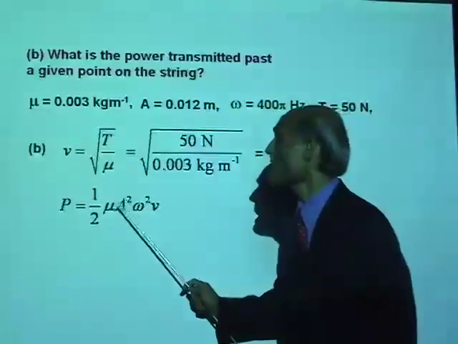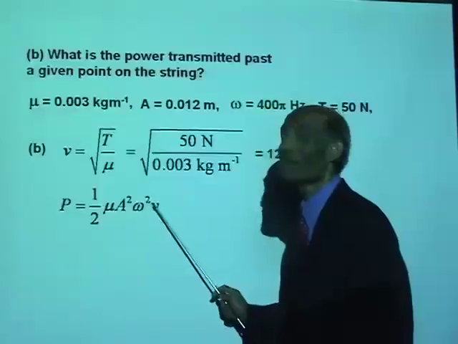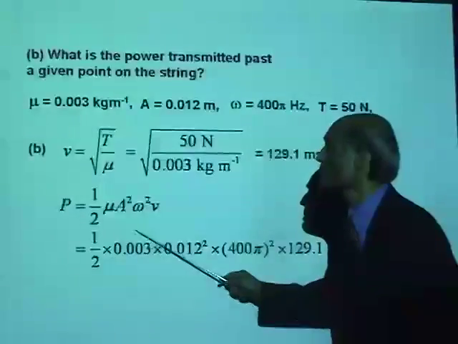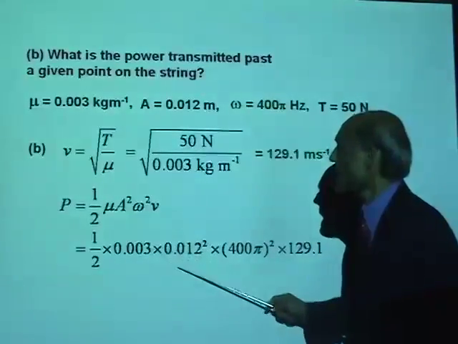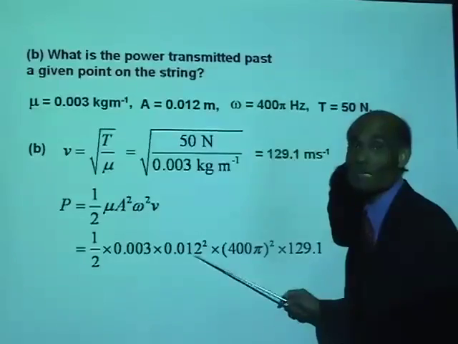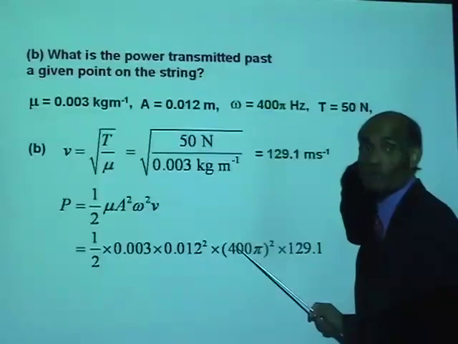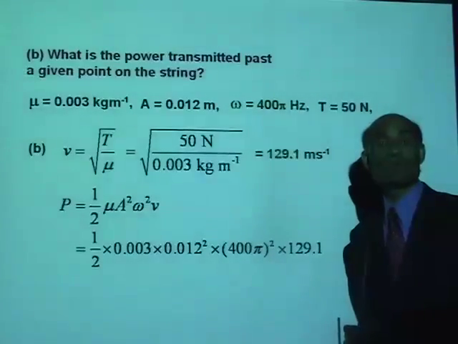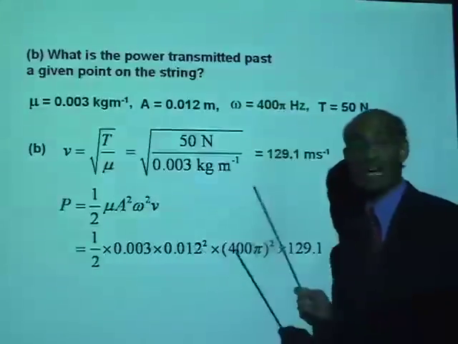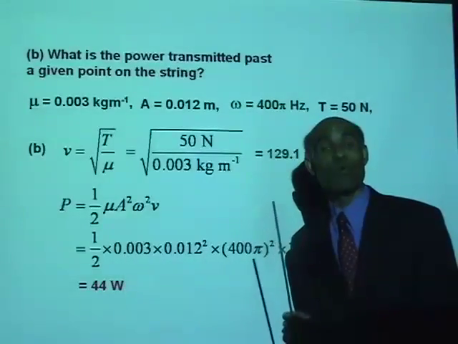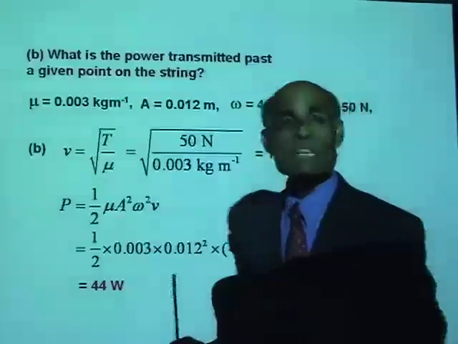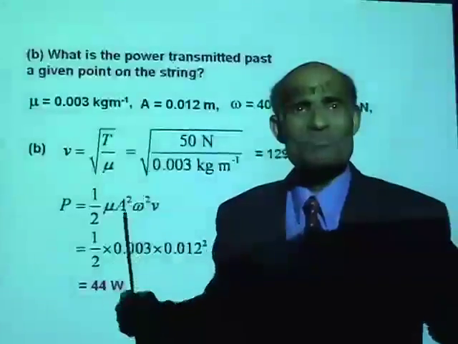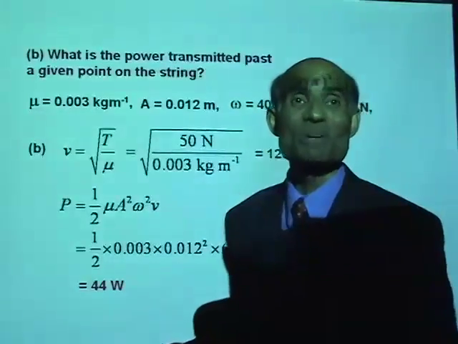Power is 1/2 mu A squared omega squared v, and that will be, put all those values. Mu is 0.003, amplitude is 0.012 meter, omega is 400 pi, times v, the speed is 129.1 meter per second. And what does that give you? It will be 44 watt. Okay, I think we did a number of problems, and these are representative problems that you must be familiar with.